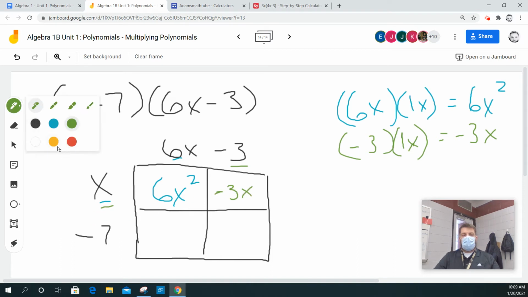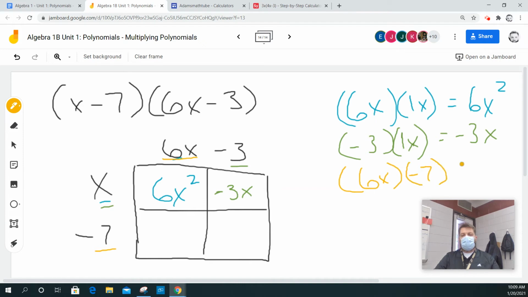Okay. Next, I'm going to say 6x times negative 7, 6x times the negative 7. That's going to give me a negative 42x. And then lastly, we're going to do negative 3 times negative 7, which negative 3 times the negative 7 is a positive 21.